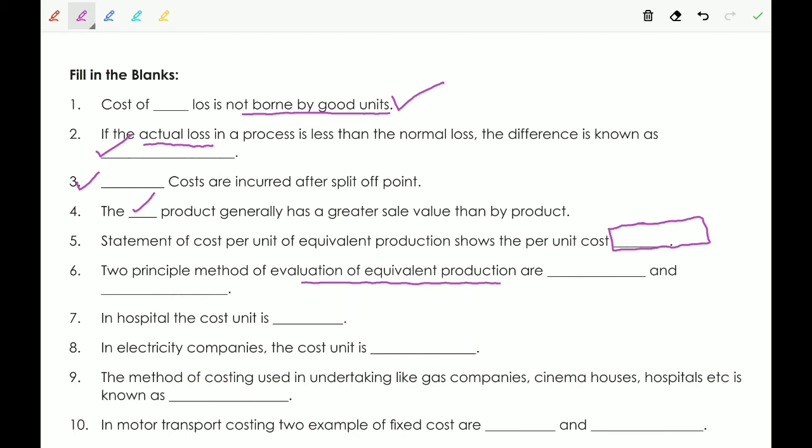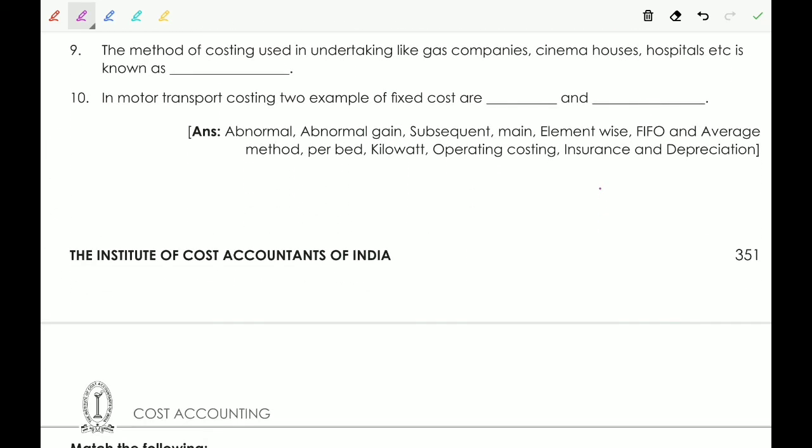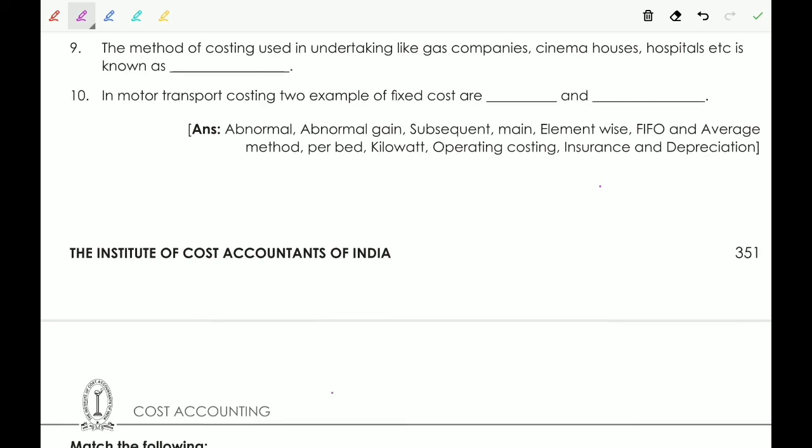Next, ninth one, the method of costing used in undertakings like gas companies, cinema houses, hospitals, etc. is known as operating costing. Next, 10th one, in motor transport costing, two examples of fixed cost are dash and dash. Generally the fixed costs are insurance and depreciation.